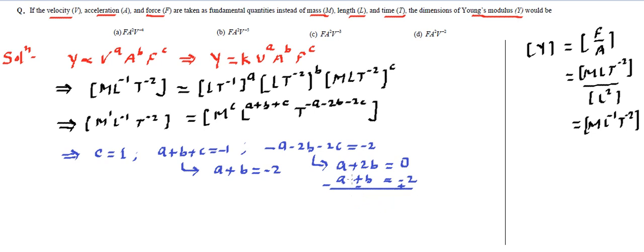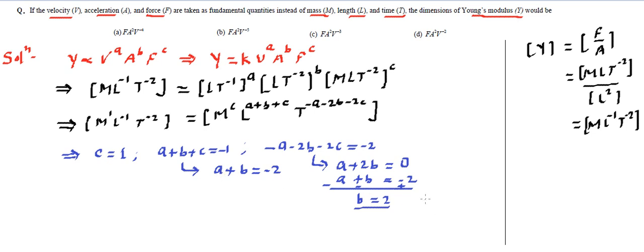Now we are subtracting these two equations. You can handle it in any way. This a will get cancelled out. This was 2b and this was minus b, so that becomes b. So b is equal to 2. Good. So from here we are getting b is equal to 2. So once we have got b and there was a c, we can put the value of b over here to get the value of a.